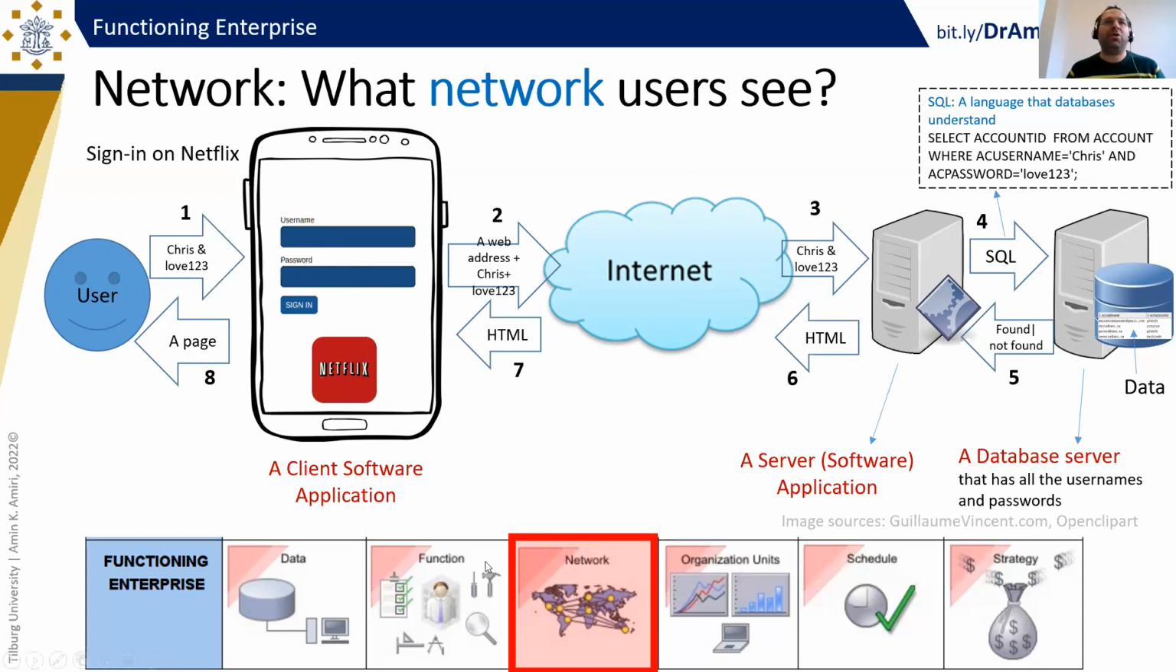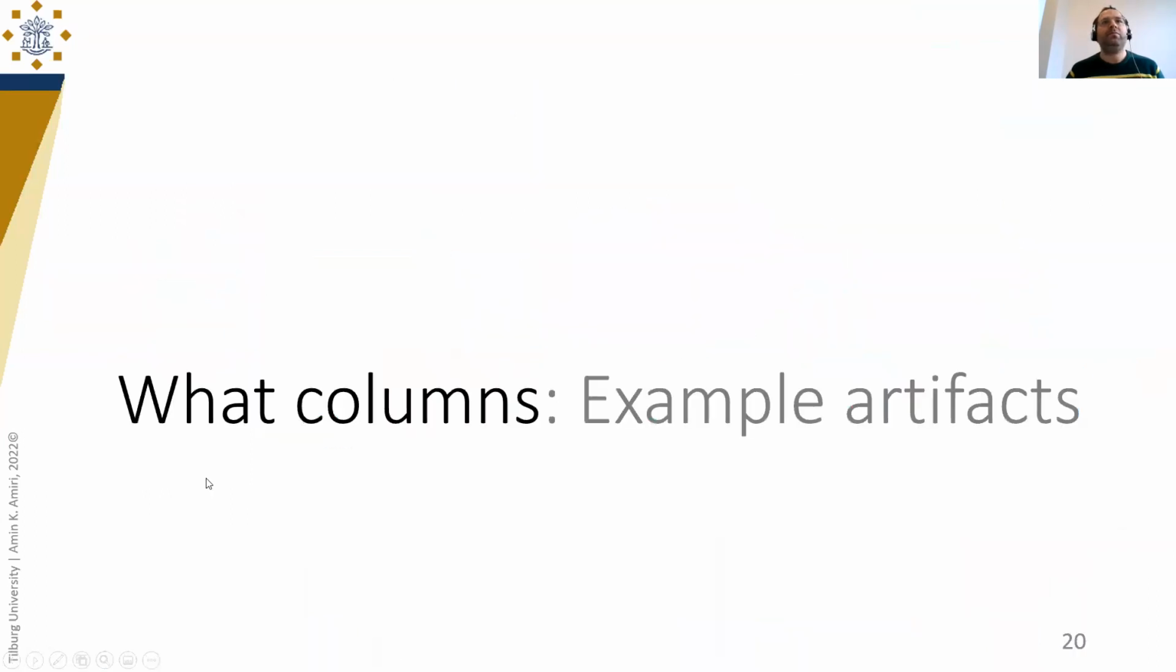Someone from the network's point of view has this cell phone here, has the internet here, has this node, a computer server, a database server. So 3 or 4 nodes here, and this is his or her view of Netflix. So you can see that different questions have different answers from the function enterprise perspective.